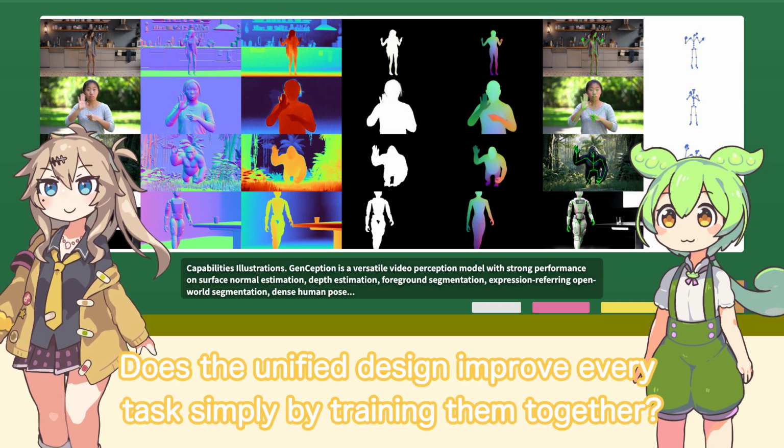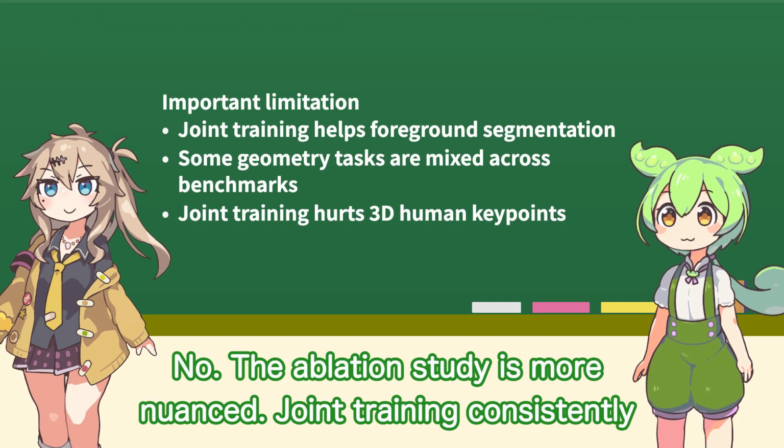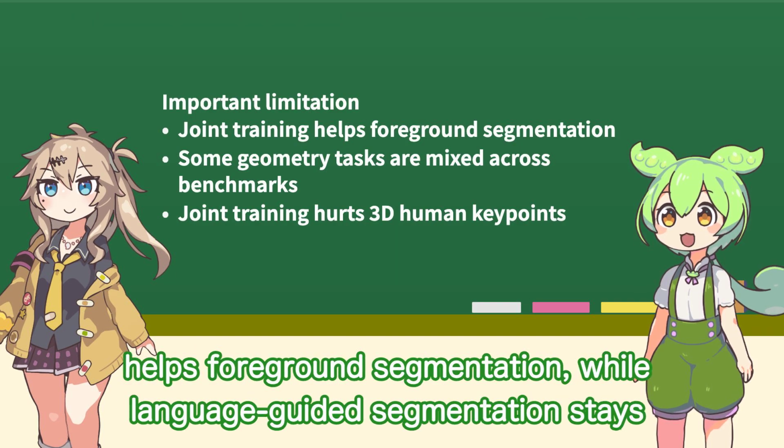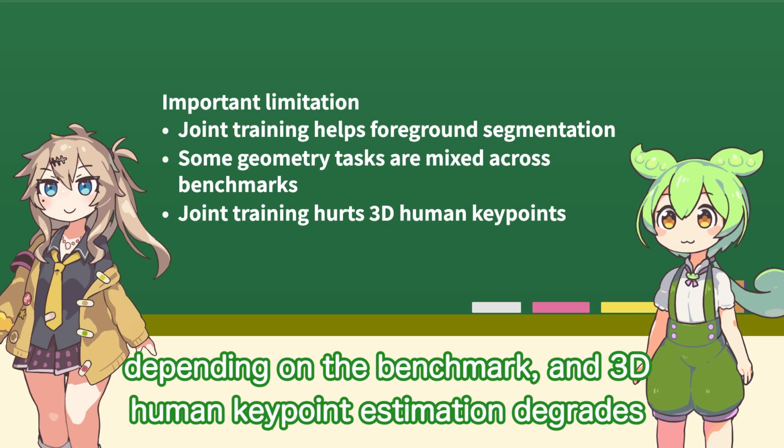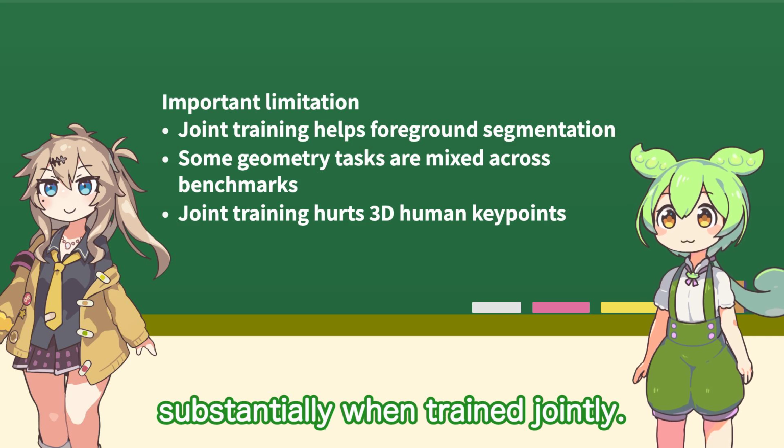Does the unified design improve every task simply by training them together? No. The ablation study is more nuanced. Joint training consistently helps for foreground segmentation, while language-guided segmentation stays nearly unchanged. Depth and camera pose can remain intact or regress depending on the benchmark. And 3D human key point estimation degrades substantially when trained jointly.